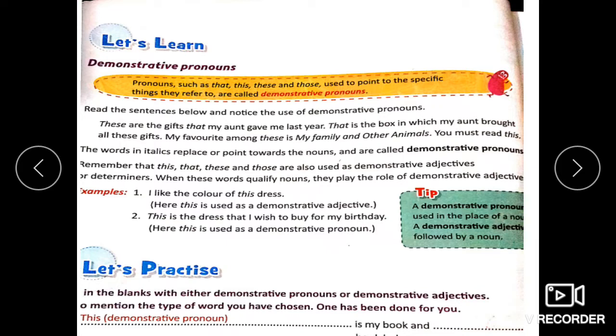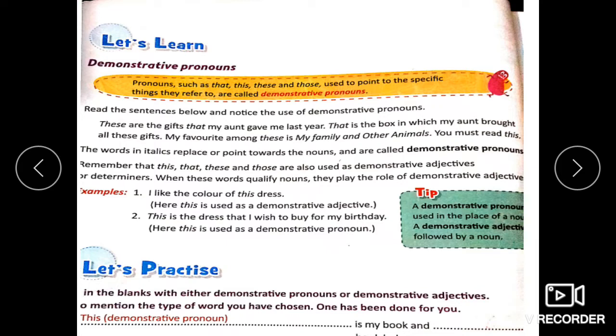See, it is again mentioned here. When words qualify nouns, they play the role of demonstrative adjectives. When words, in the sense words of demonstration, qualify a noun, they play the role of demonstrative adjectives. I hope it is clear to you. If not, please re-listen to this part of the explanation. You will definitely be able to understand.